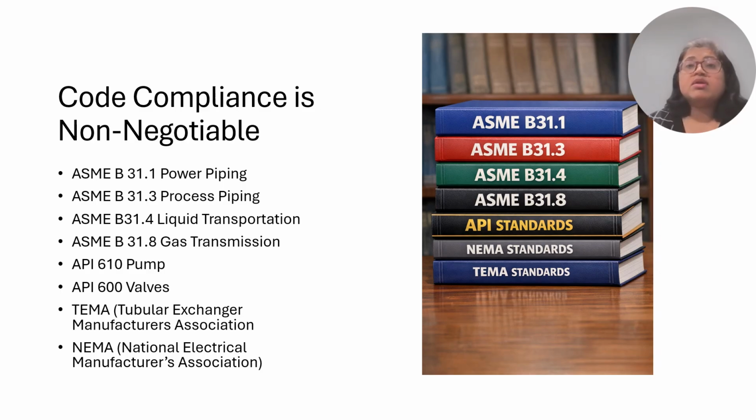We also rely on other different standards like API for specific equipment like pumps. API 610 we use for pumps. For valves, API 600 or API 6D. Hence, the design philosophy permeates every stage from conceptual layout to detailed isometric drawings. It is about designing a system that meets its functional requirement, safety, reliability, and economically over its intended lifespan.